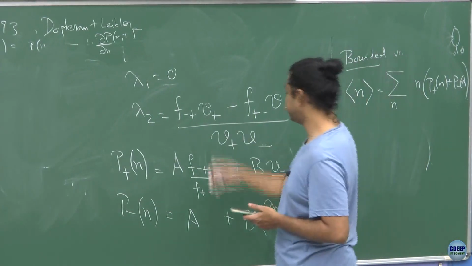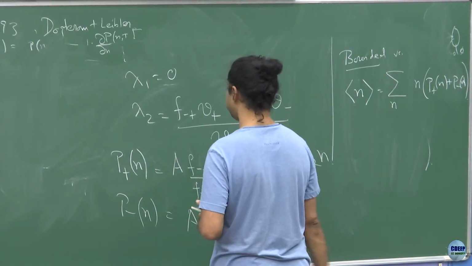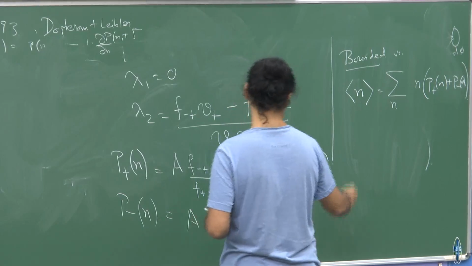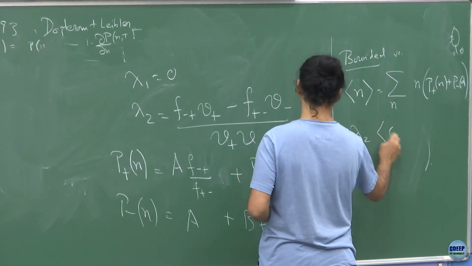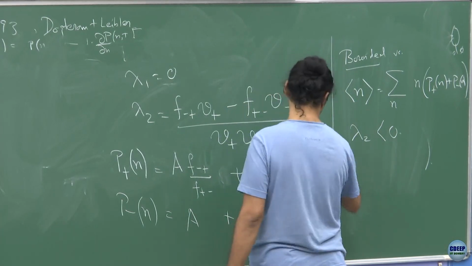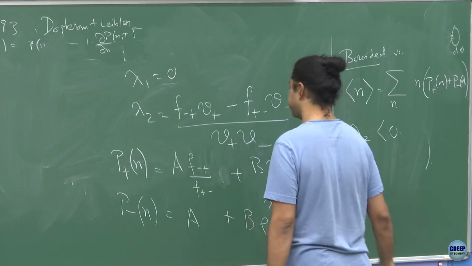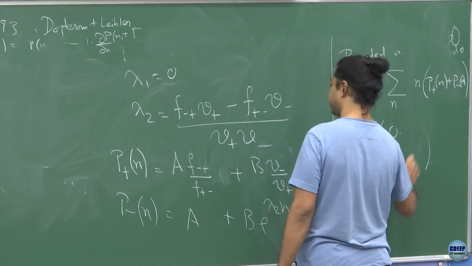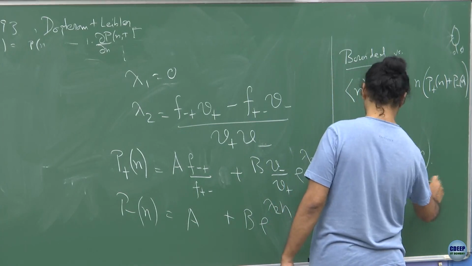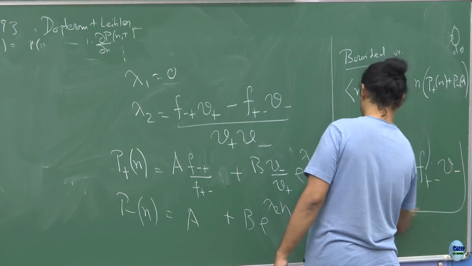But in general, from this set you can see that for bounded growth what you need is lambda 2 has to be less than 0, which enforces some constraint on these biological parameters, that minus v plus has to be less than f plus minus v minus.